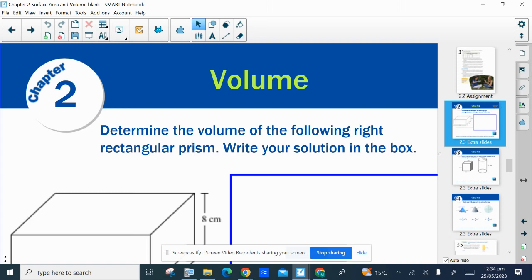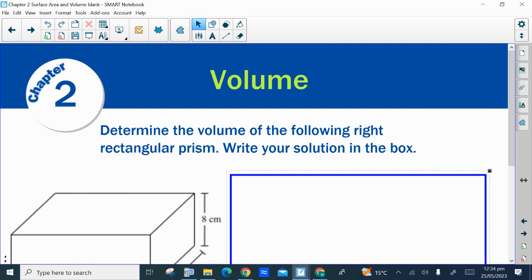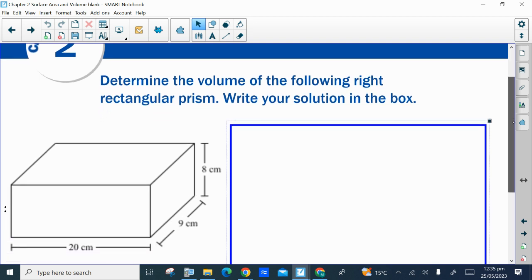So the last part of this chapter is talking about volume. We'll spend today and tomorrow looking at volume. We're also going to go through the chapter 1 quiz today. And that means on Monday you guys will have your quiz on chapter 2, which deals with surface area and volume. So we did see one question involving volume, I think on our first day of chapter 2.